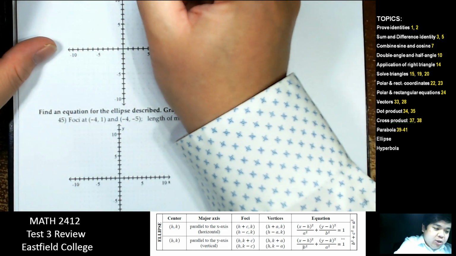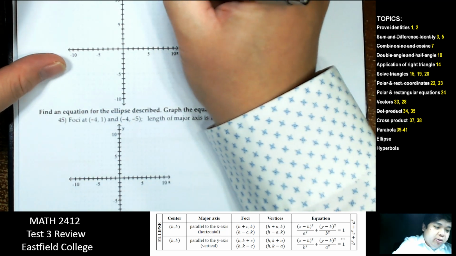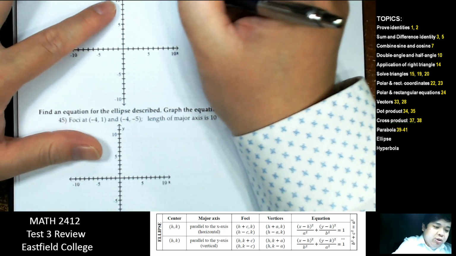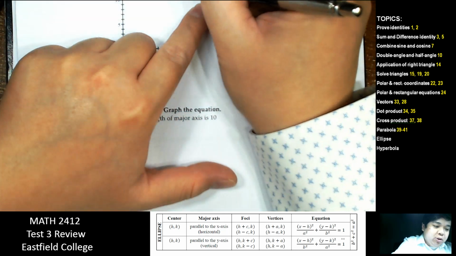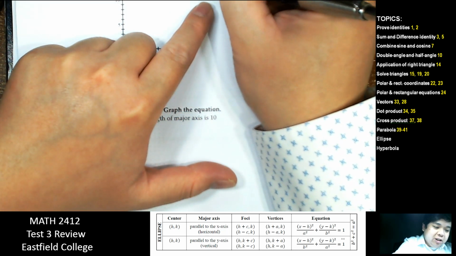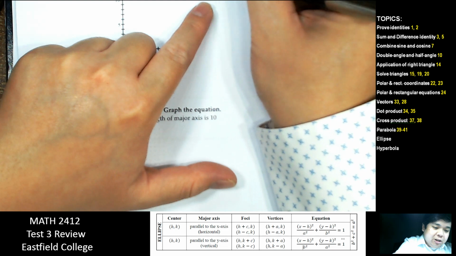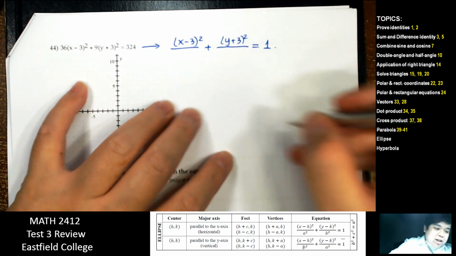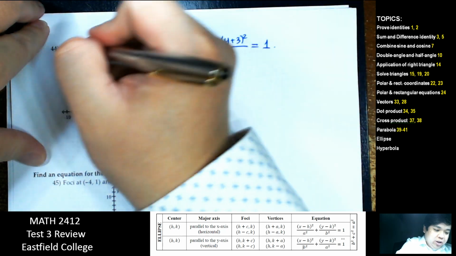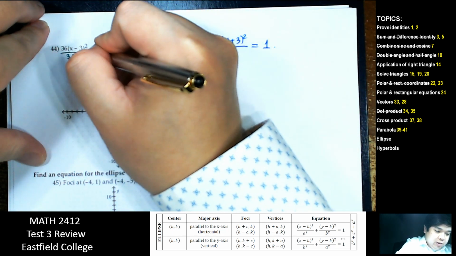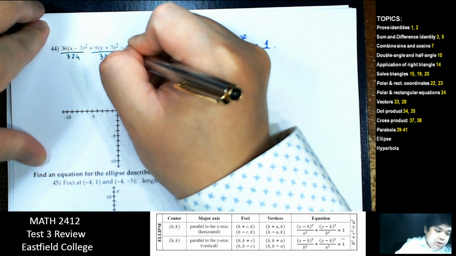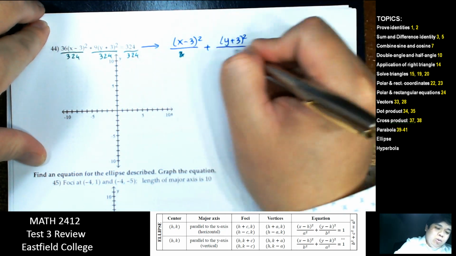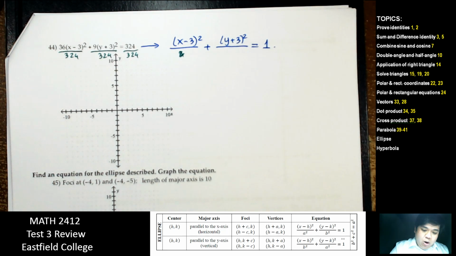Kind of similar on this one, but remember the standard form. We have to divide by something to have 1, so in that case we have to divide by 324. And whatever that is, I'll let you figure that part out.